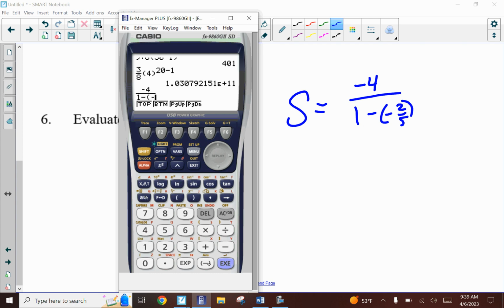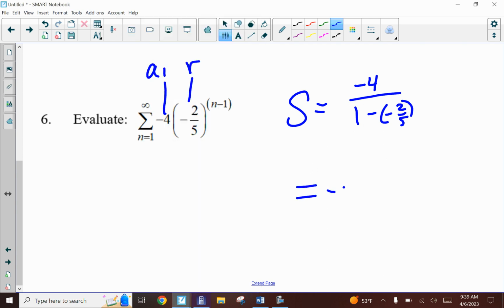Negative 2/5. Close that bad boy. And the sum is negative 20/7. Hold on. Negative 20/7. And that's kind of weird because you would expect something that's infinite to add up to infinity, but in this case, because r is a decimal, it doesn't.